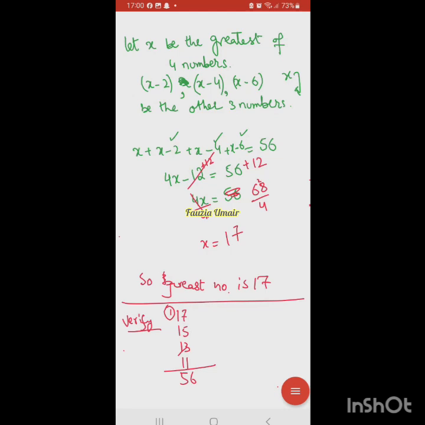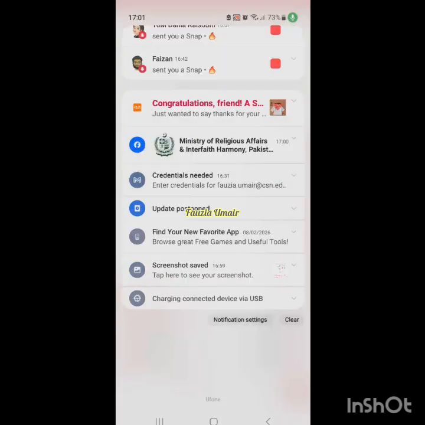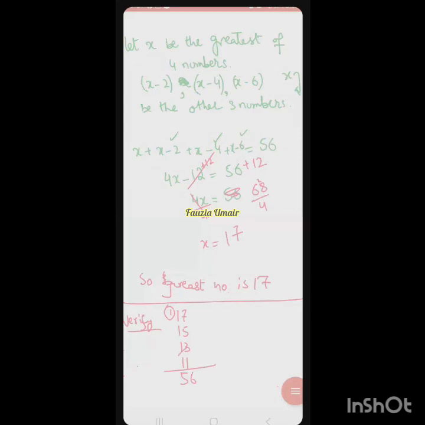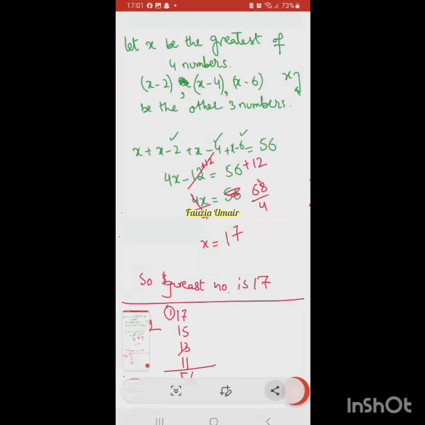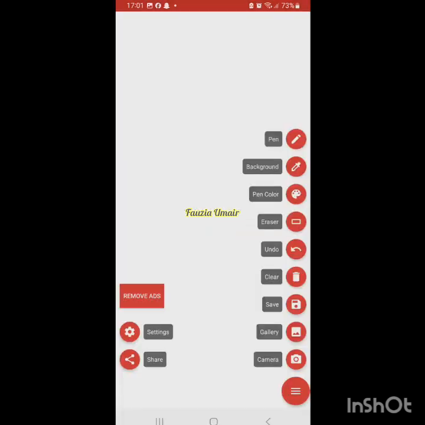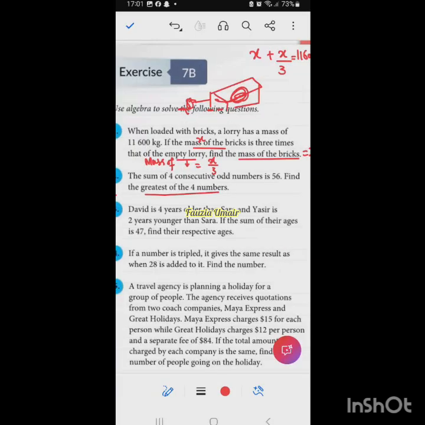Are you getting this point, Vite? Yes, ma'am. It's a good habit. Ma'am, next moving, the question is: David is 4 years older than Sarah, and Yasser is 2 years younger than Sarah. If the sum of their ages is 47, find their respective ages.